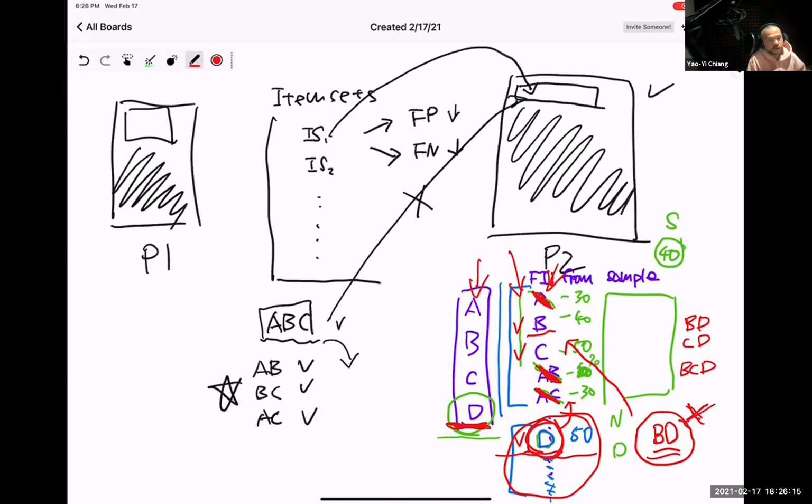So there's a question. If D didn't show up in the sample data set, how would you know to see if D is in the negative border? D is in the sample data set. D is not in the result, the frequent item set result from the sample data set. D is here. This is your sample. Can you talk about how to distinguish a negative border?